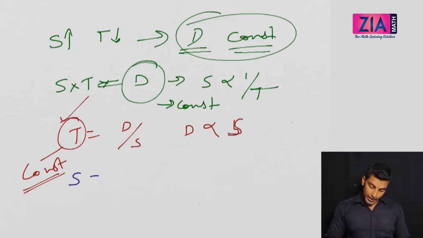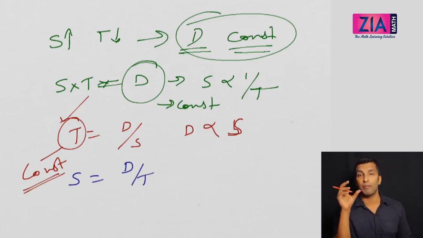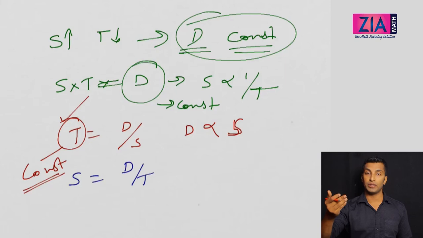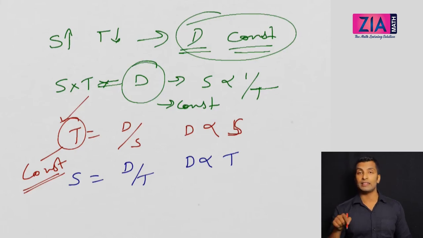Similarly, you can write speed as distance by time. So here, if you keep the speed the same, you fixed your speed as 40 km per hour. Now, if the distance increases, the time taken will increase. If the distance decreases, the time taken will decrease. So distance is again directly proportional to time when speed is constant.